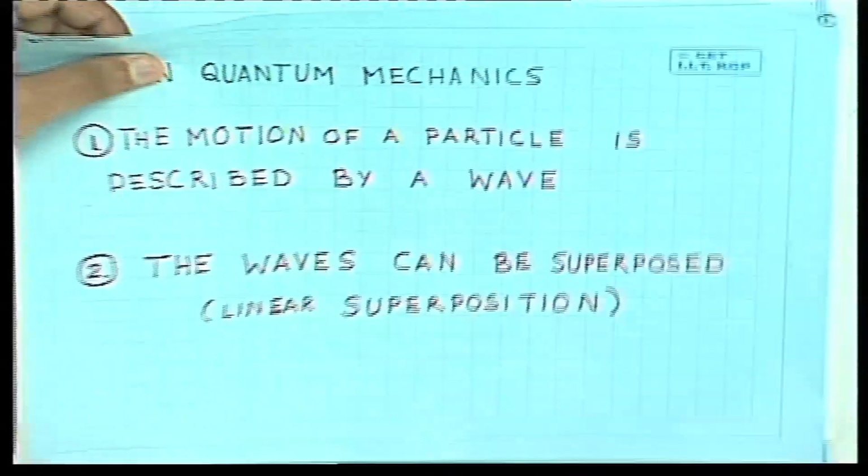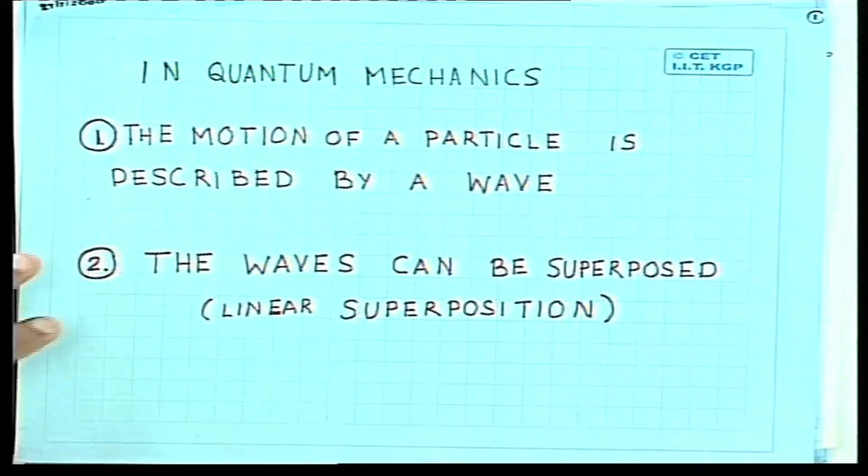So this is how we are led to these very important points, that you have to have a wave to describe a single particle. You're allowed to superpose these waves, and the interpretation of the wave is in terms of probabilities. So we have to now bear these three things in mind.